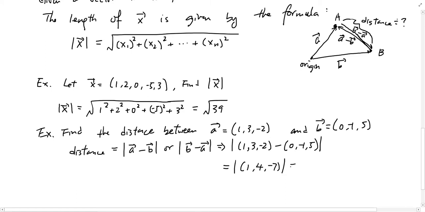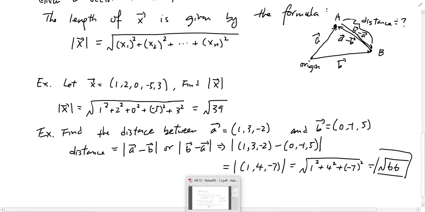And now I can try to find the length of this thing. So that would be the absolute value, radical of 1 squared plus 4 squared plus negative 7 squared. And if you do your math correctly, that comes out to be the square root of 66. There you go.